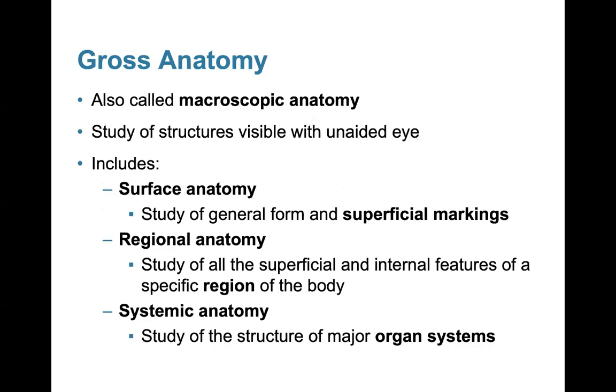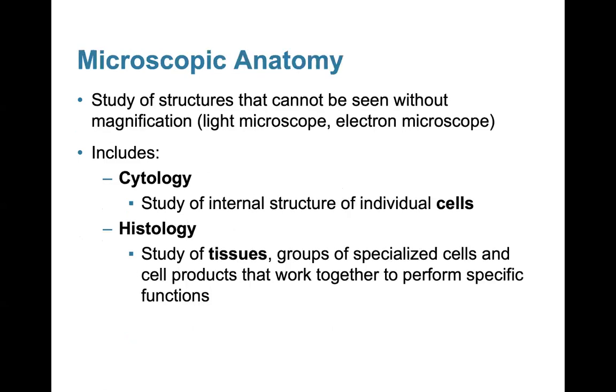So gross anatomy is also called macroscopic anatomy, and this is the study of all structures that are visible with the unaided eye or the naked eye. This includes surface anatomy, regional anatomy, and then systemic anatomy. Microscopic anatomy, as I mentioned two terms just a few seconds ago, cytology. This is the study of individual structure of cells. Histology is the study of tissues, which are actually defined by being a group of specialized cells and cell products that work together to perform specific functions.